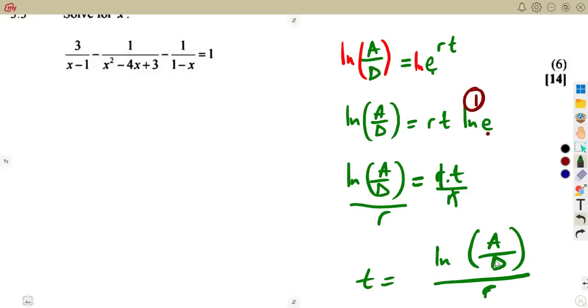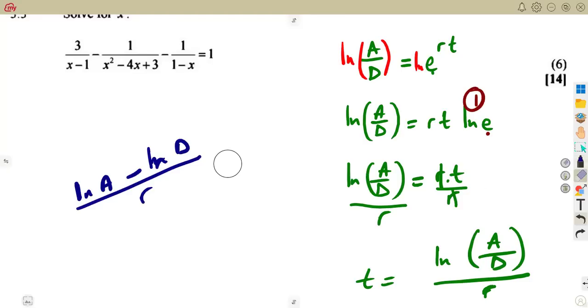All right, so that was it, guys. You can also subtract these two. Remember that the ln of A over D, it simply means we are having ln A minus the ln of D. So the log of A minus the log of D, over R. You can even write it that way. You're done, just like that.